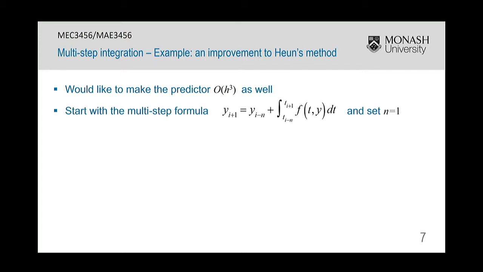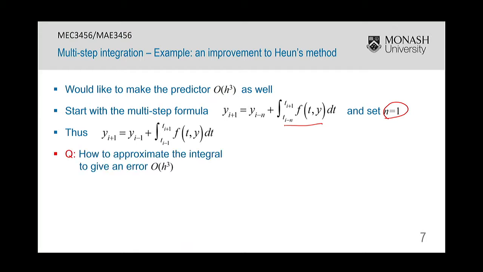So let's look at our multi-step formula that we derived previously. y_{i+1} is equal to y_{i-n} plus this integral. Let's set n equal to 1 in here. So that just gets us to write y_{i+1} is equal to y_{i-1} plus the integral from t_{i-1} to t_{i+1} of f dt. So the question is, how can we approximate this integral here to give an error that's order h cubed?